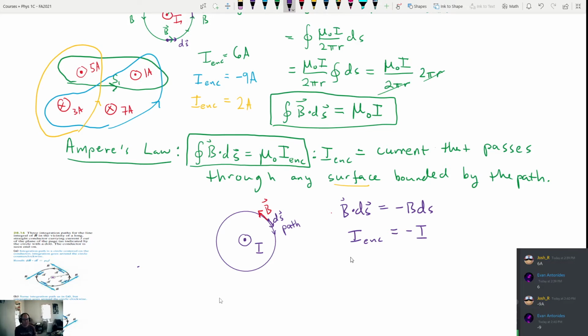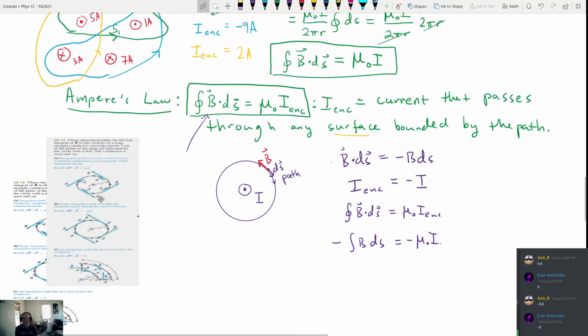So what happens is that when I do the integral of B dot ds is equal to mu naught I enclosed, you end up getting a negative sign on this side, and you get a negative sign on this side, and they kind of cancel out with each other, which means you get the same answer, effectively. I didn't even tell you what we use Ampere's law for, but we actually use Ampere's law to calculate B, as you're going to see in the upcoming examples that we're going to do. Okay.